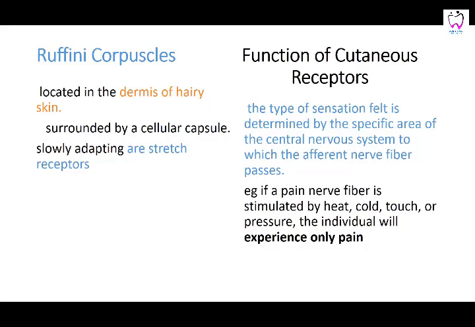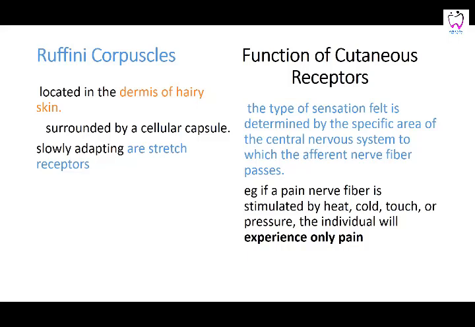What is the function exactly of these cutaneous receptors? The type of sensation felt is determined by the specific area of the central nervous system to which the impulses go. Whether it is because of temperature or because of a pinprick, if the impulses go to the center of pain in the central nervous system, the sensation that is going to be felt is that of pain. So any cause which causes pain goes to the same center concerned with pain, so it would be related with the pain sensation.